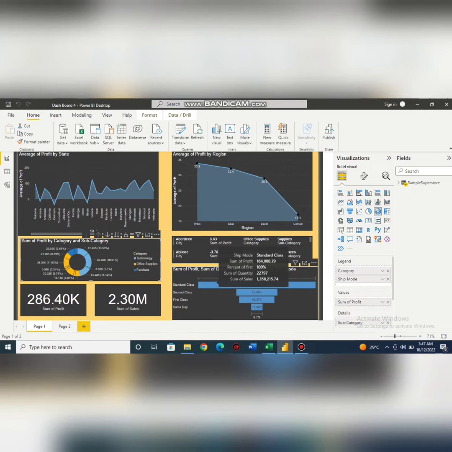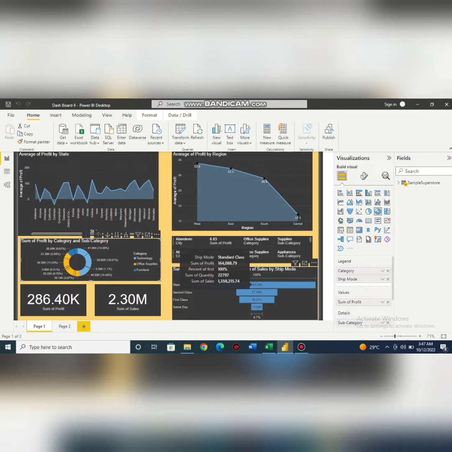Here we can see the profit and quantity and sum of sales by ship mode. The same day ship mode has the least profit. The first class has more than the same day, second class has more than first class and same day, and the most profit is being generated in the standard class ship mode.